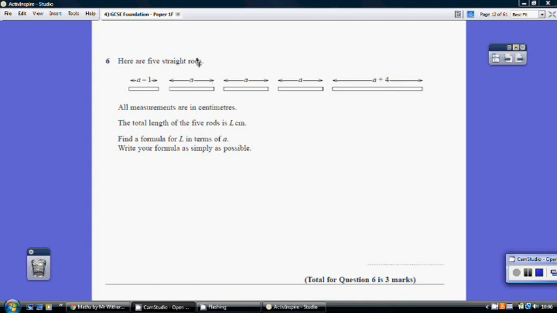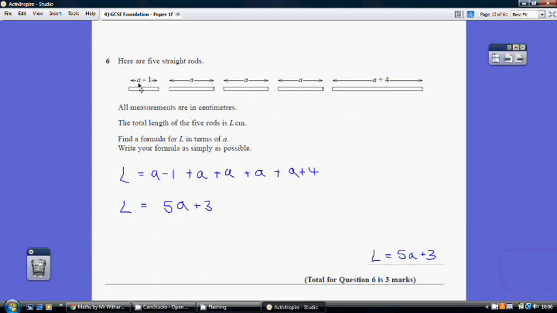Question 6. So we've got 5 straight rods, all with these different lengths. We're told that the total length of the 5 rods is L. Find a formula for L in terms of A. So what we're saying is when we add all of these together, the total length is L. So let's just add them together. So we're going to take our A minus 1, we're going to add on A, we're going to add on another A, add on another A, and then add on A plus 4.